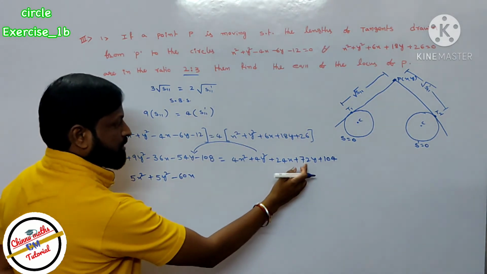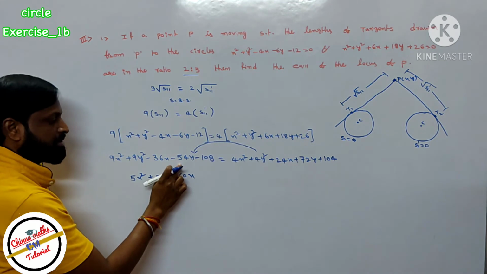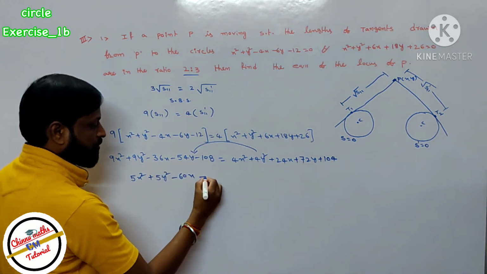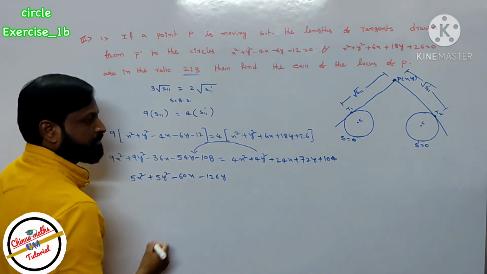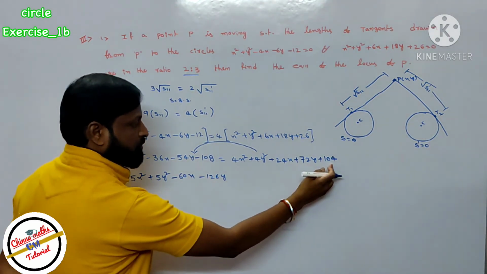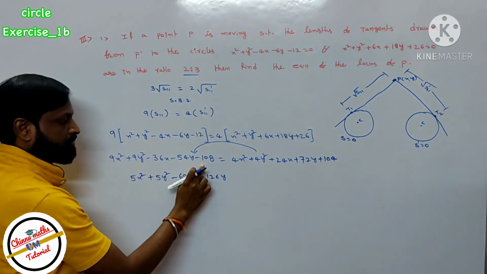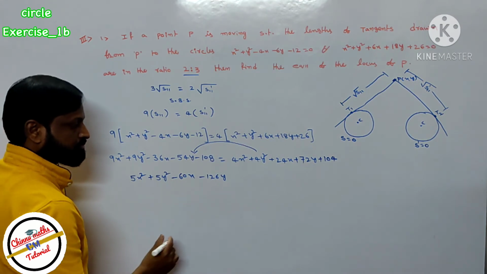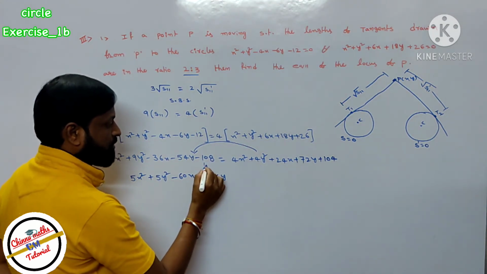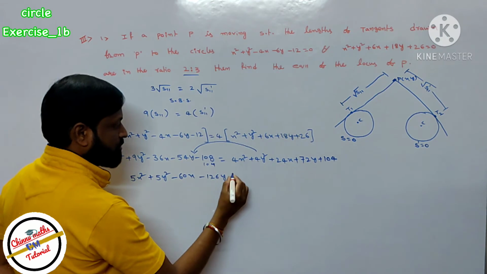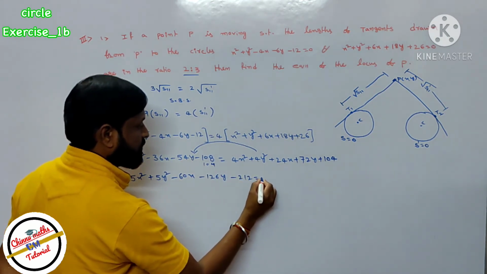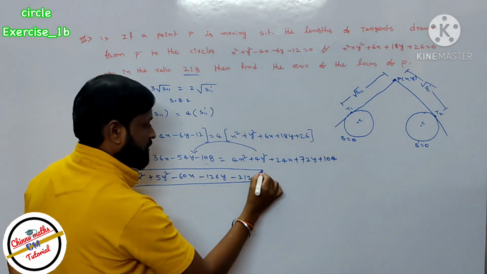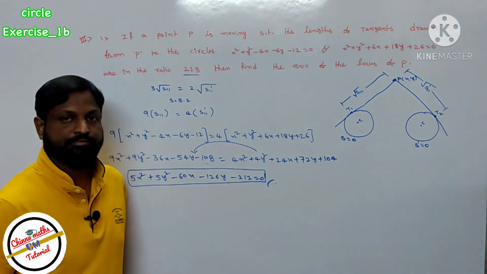Next, the y terms: plus 72 can be written here as minus 72. Minus 72 means minus 72 minus 54, minus 126y. Next, plus 104, here minus 104. Minus 104 minus 108, what will we get? 104 plus 108, so that means minus 212, equal to 0. This is the required solution.